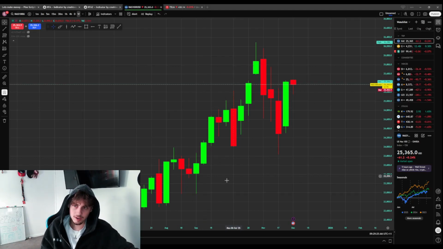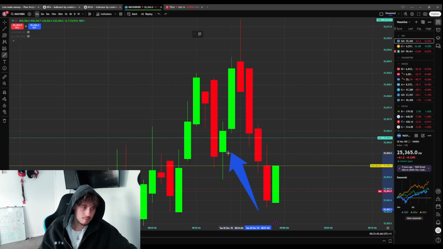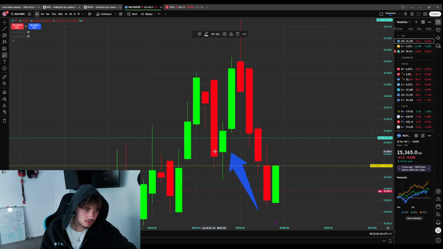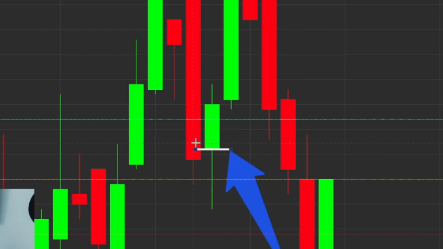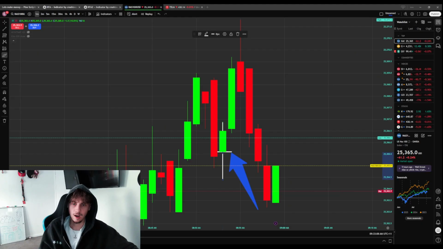Now, if you don't know what you're looking at, these are candlesticks. They display the historical price movements of the asset for a selected time period. Let's use this green candle as an example. Since this is a bullish candle, this is the open of the candle and shows the first price for that time frame. Now, these thin lines at the top and bottom of a candle are called the wicks, and they represent the highest and lowest price of the asset during that time. And the closing price of the asset is displayed at the top of the candle where the body ends.